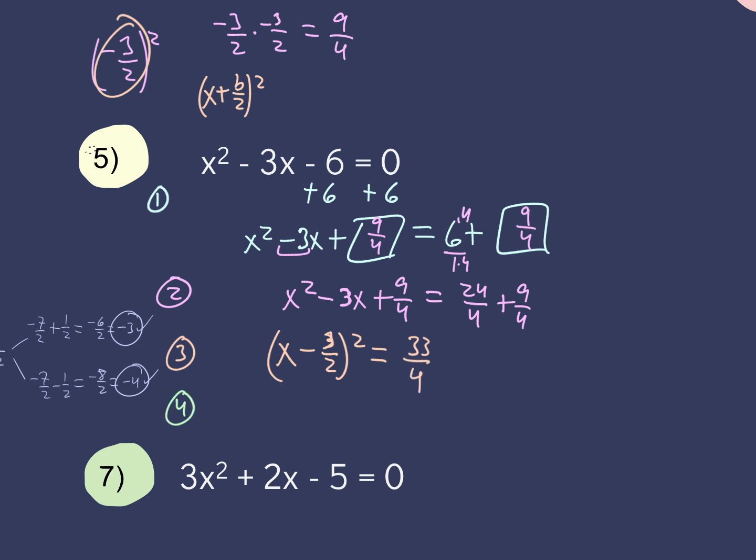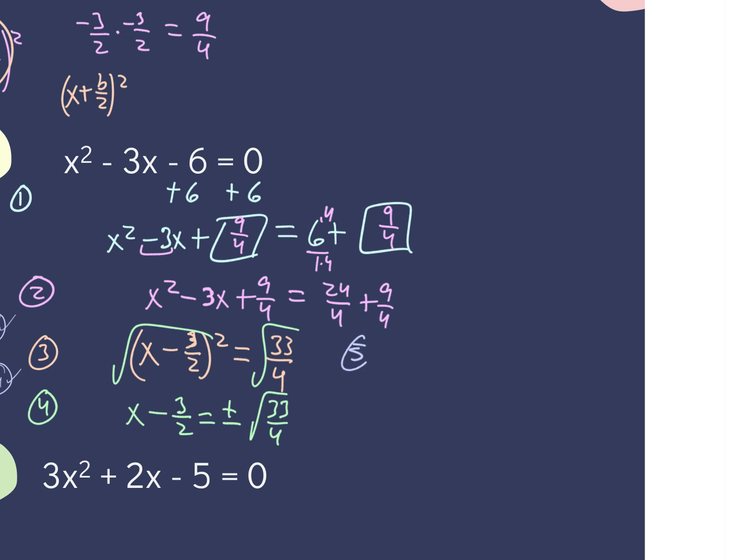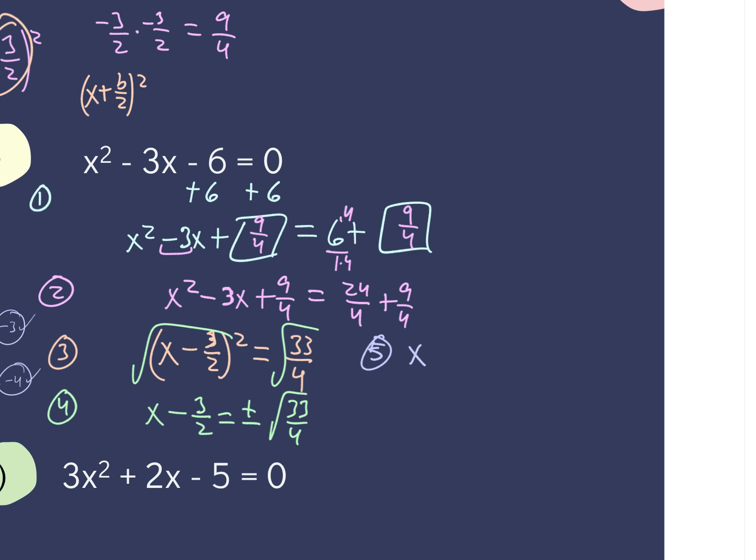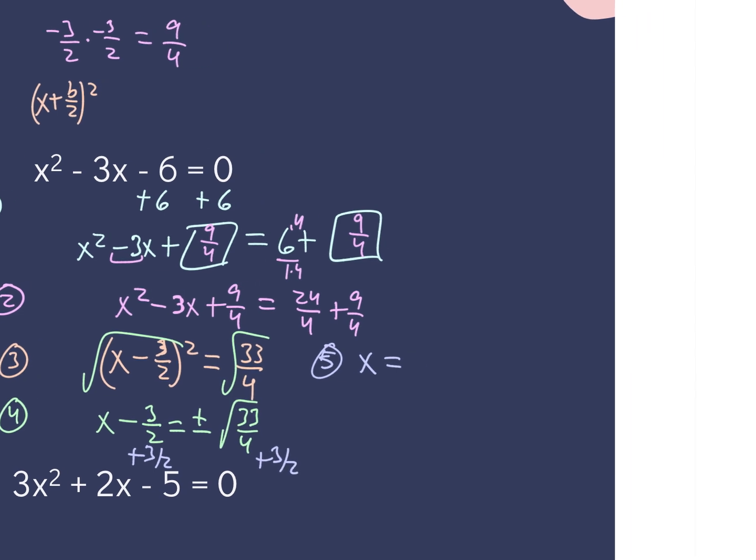All right, and then the fourth thing we want to do is square root both sides. So we should get x minus 3 over 2 equals plus or minus the square root of 33 over 4. And then the fifth thing we want to do is solve for x, simplify. So we want to add 3 over 2 on both sides. So we get x equals 3 over 2 plus or minus the square root of 33 over 4.